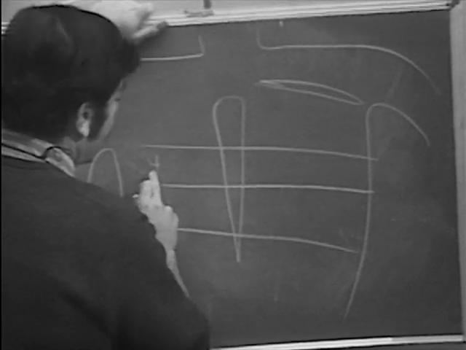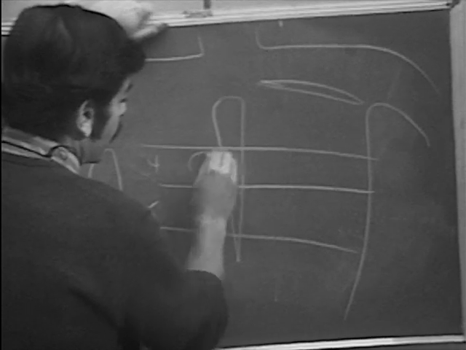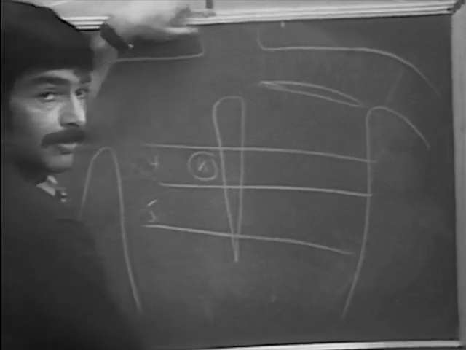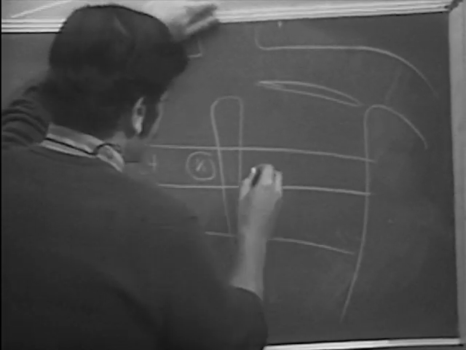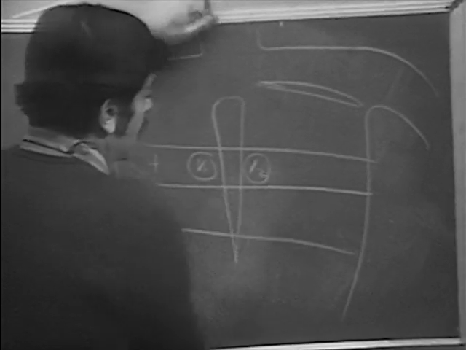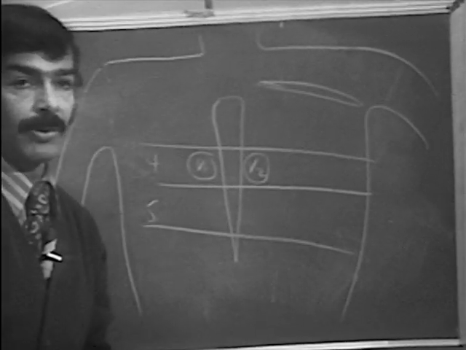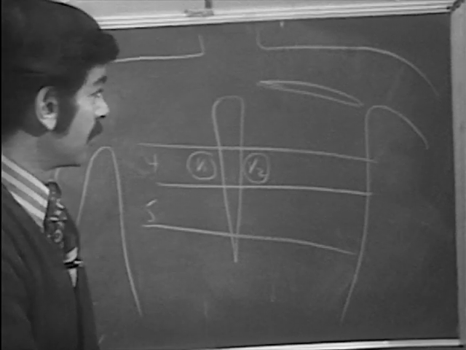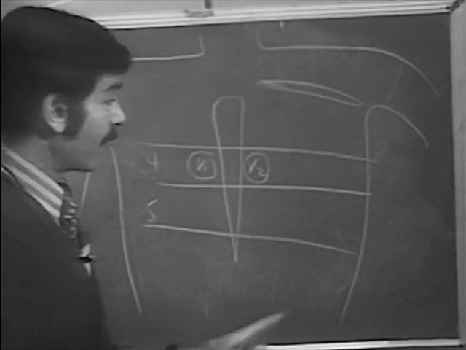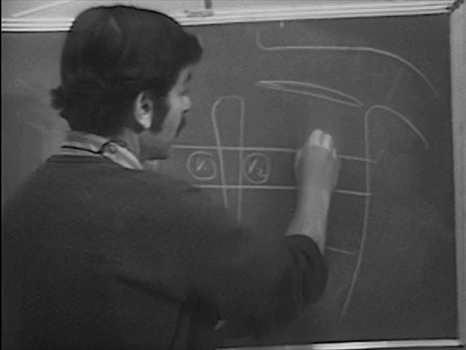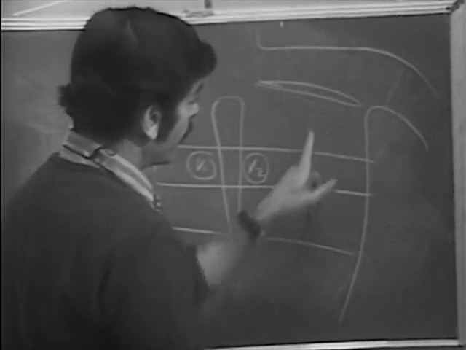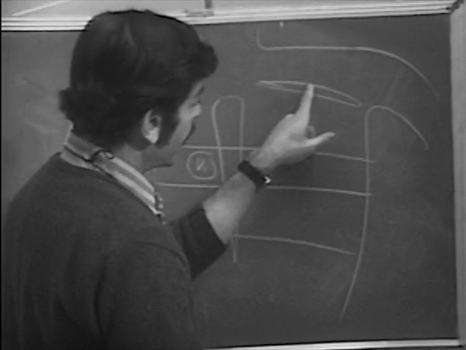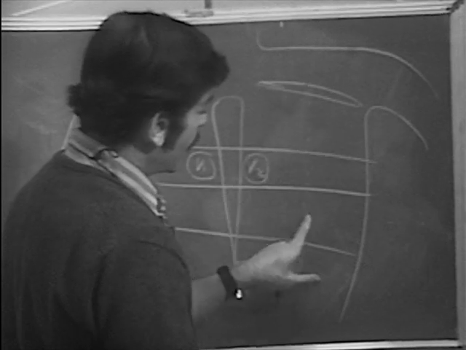So V1 would be located fourth interspace to the right of the sternum. V2, fourth interspace to the left of the sternum. Now where do we put V3? Right, it goes halfway between V2 and V4. And we know that V4 is in the mid-clavicular line in the fifth interspace.